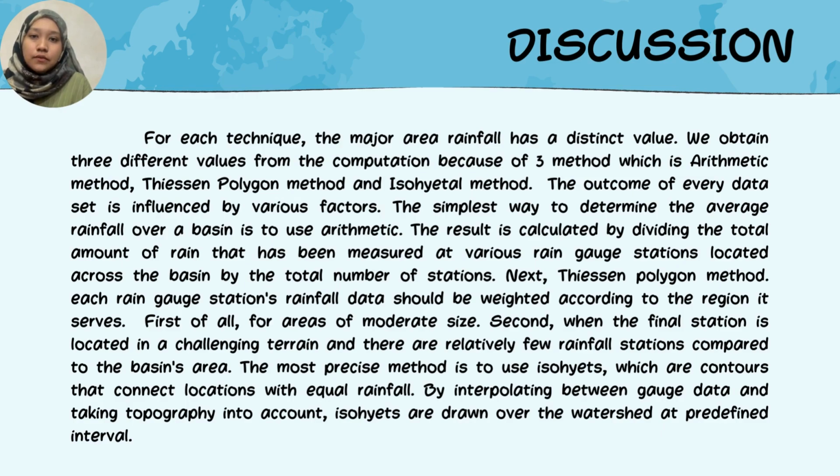Second, when the final station is located in challenging terrain and there are relatively few rainfall stations compared to the basin area, the most precise method is to use isohyetal, which are contours that connect locations with equal rainfall. By interpolating between gauge data and taking topography into account, isohyets are drawn over the watershed at predefined intervals.